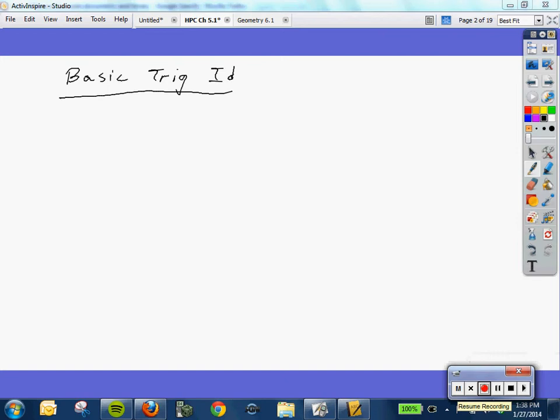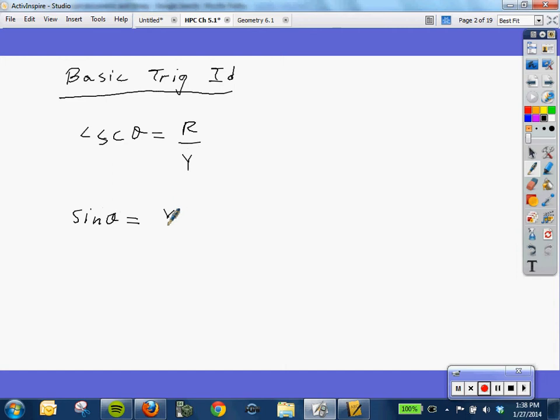These are actually identities that we already kind of know. You just don't know it yet. So let's start off with a couple of these. The cosecant of theta equals r over y, and we know that the sine of theta is equal to y over r.